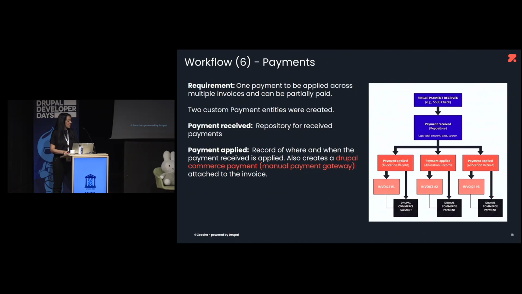Then when we want to apply the payment received to an invoice, it creates a payment applied record. This records the details of the payment and to which invoice it applies to. When the payment applied is created, it also creates a commerce payment with a manual payment gateway for the invoice, so it can update the order total. And we'll see how this works in the next couple of slides.